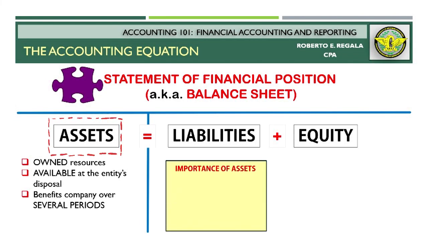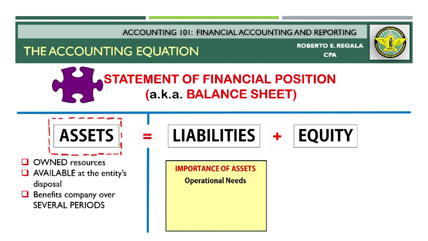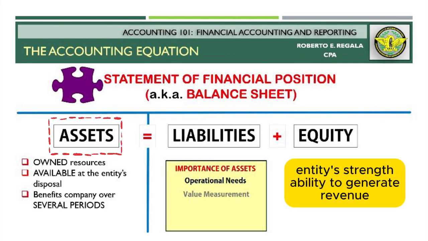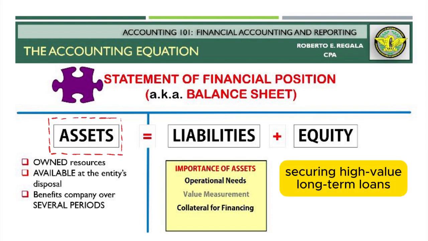Assets are important for 1. Operational needs. Assets are essential for daily operations, for example, cash for transactions, equipment for production. 2. Assets are also used for value measurement, which indicates the company's financial strength and ability to generate revenue. 3. Assets are useful as collateral for financing, for example, to secure high-value long-term loans.